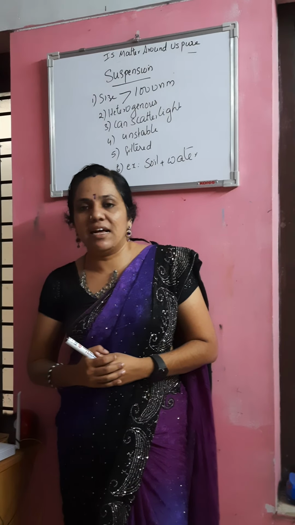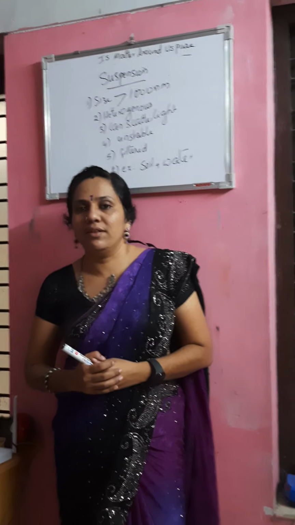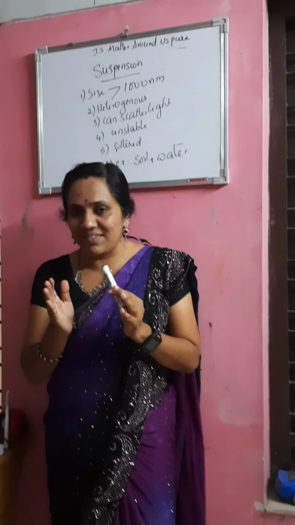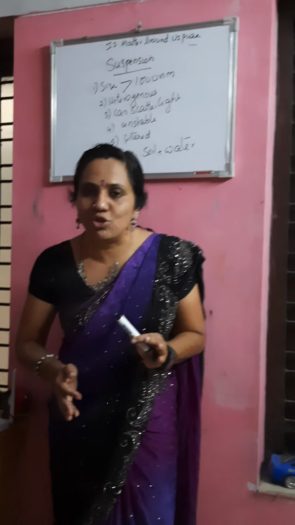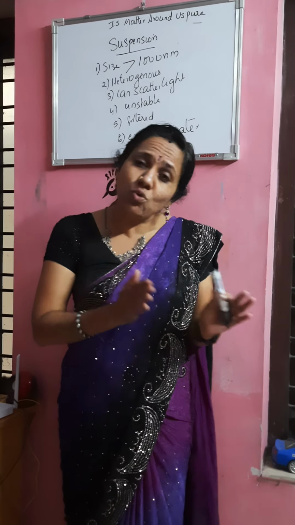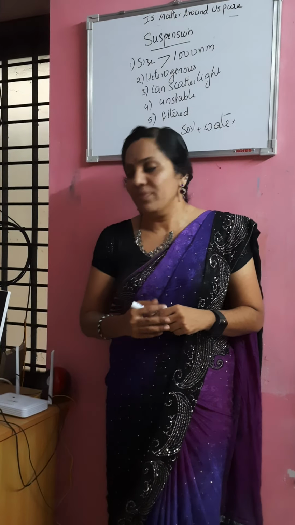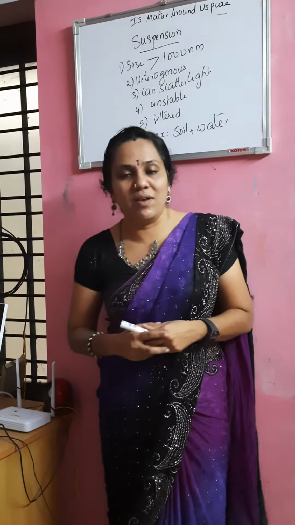Then the last one is colloid. The third one is colloid. Colloid means their particle size is in between that of the true solution and suspension. It is not too small as true solution and it is not too big as suspension. In between this. So the size of the colloidal particle will range from 1 to 1000 nanometer.